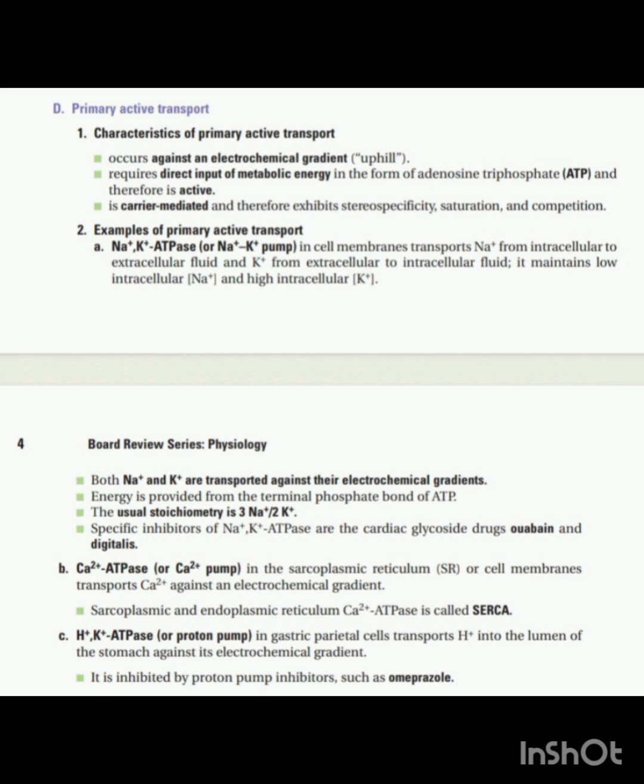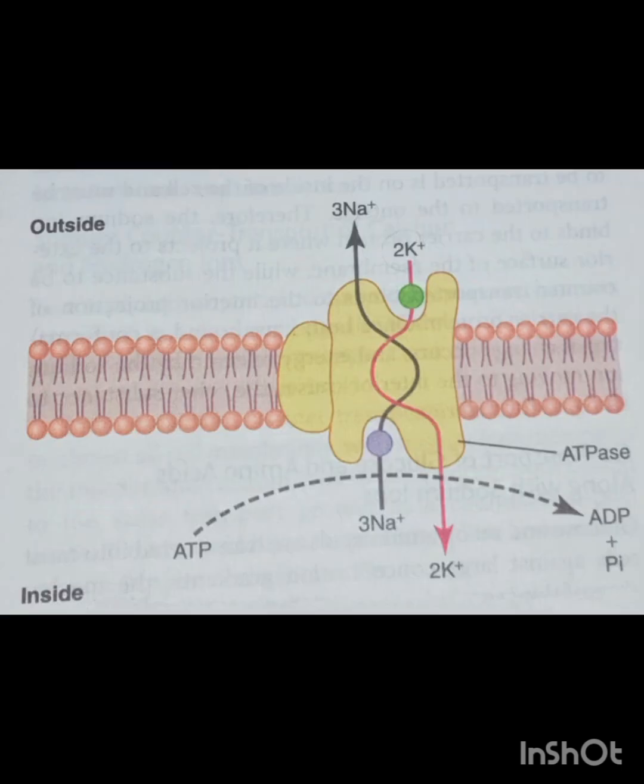Let's talk about this sodium potassium pump, how it works. This sodium potassium pump has three receptor sites for the binding of sodium ions on the portion of the protein that protrudes to the inside of the cell, and it has two receptor sites for potassium ions on the outside.